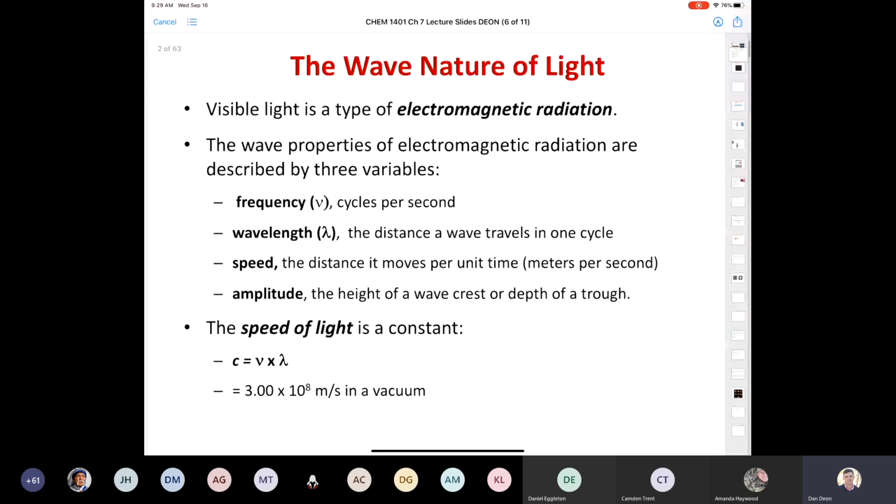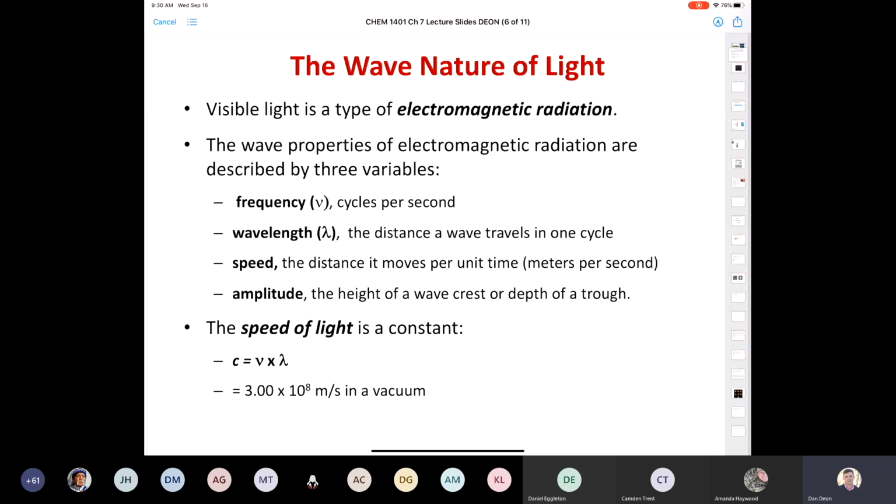But before we get into that, let's talk about light a little bit. Light, visible light, is a type of what we call electromagnetic radiation. Electromagnetic radiation is not only things like visible light, it's also infrared light, ultraviolet light, and we'll talk about the other types of electromagnetic radiation in a bit.